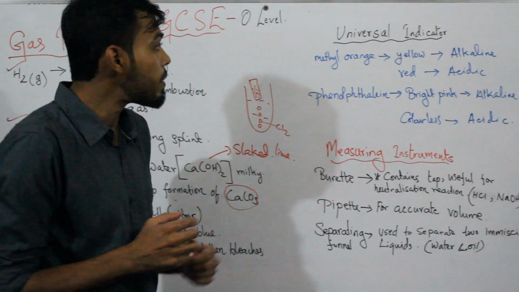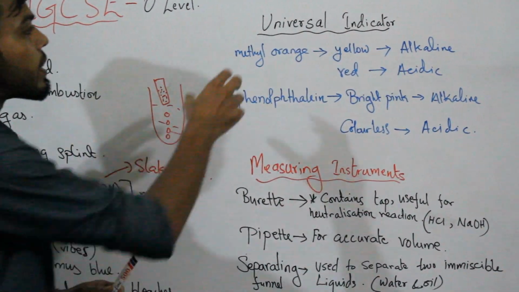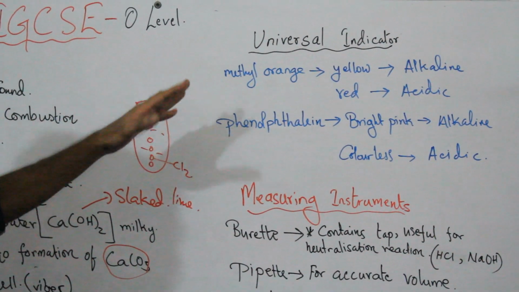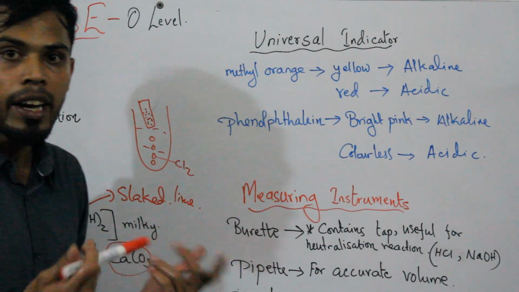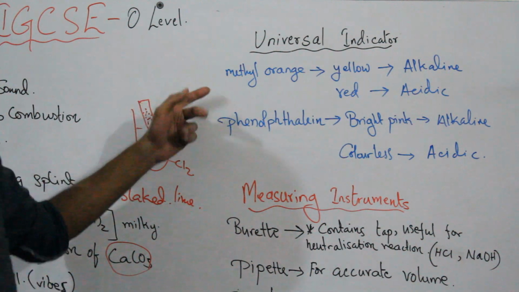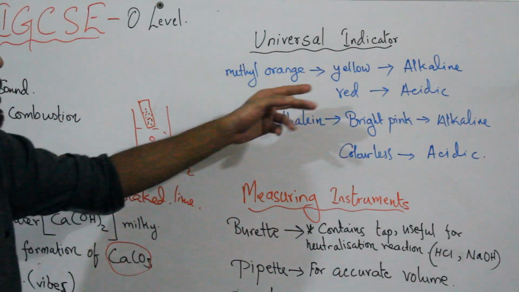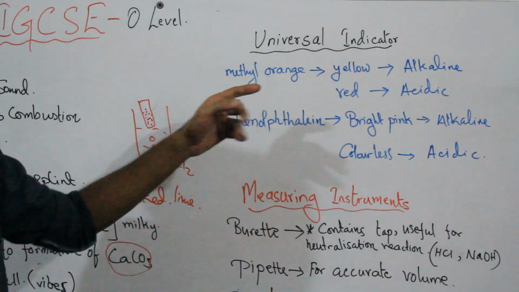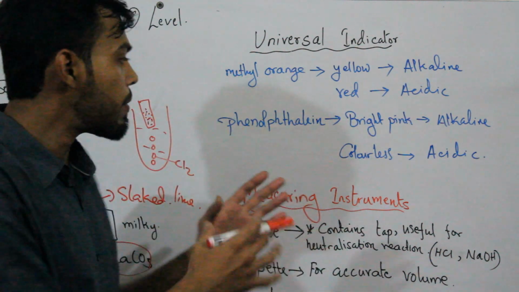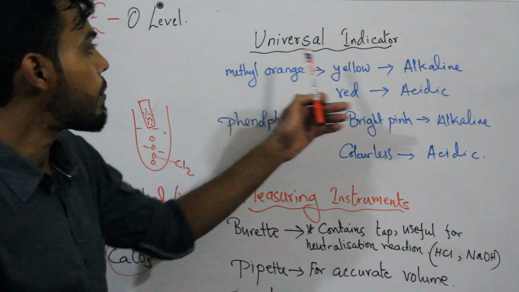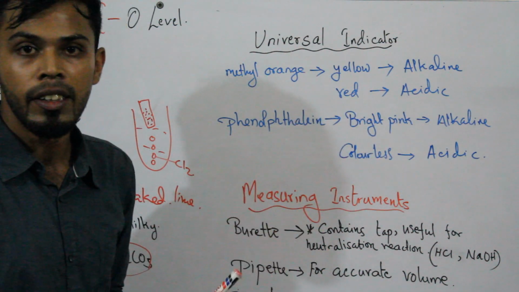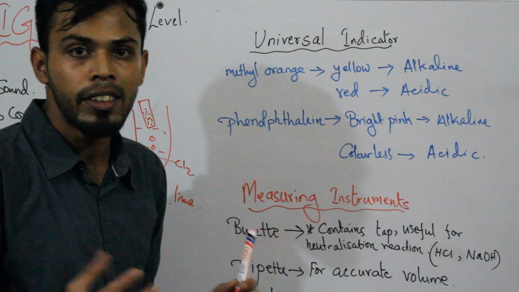Now let's go for the universal indicator. Why do we need them? These are chemicals that are used to identify whether a liquid is acid or alkaline. Clear? In our O-level book we have methyl orange and phenolphthalein, which you can get from your book. Methyl orange, if the solution is alkaline, it will turn what? Yellow. If you add methyl orange to a chemical solution and that solution is alkaline, it will turn yellow, and if the solution is acidic, it will turn red.